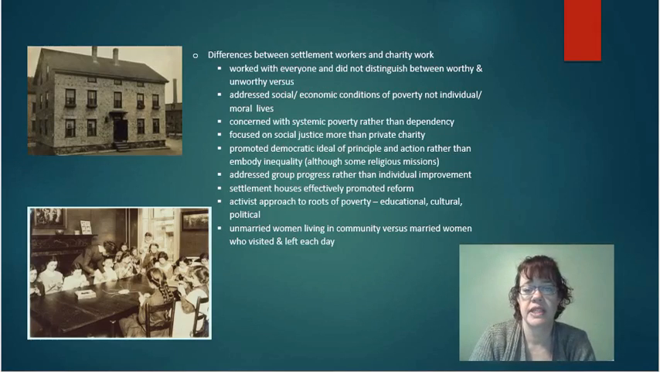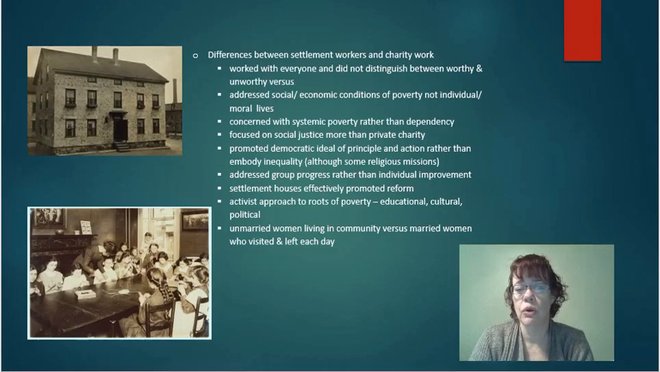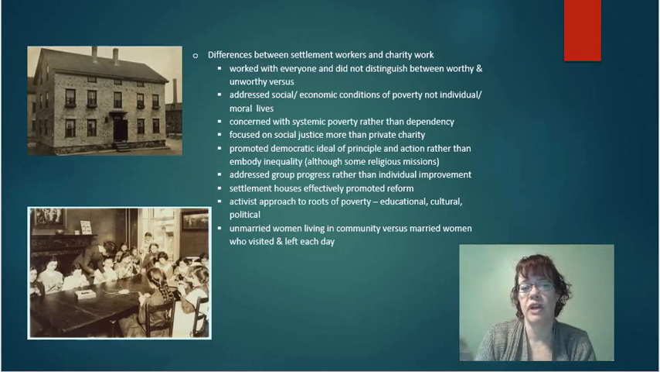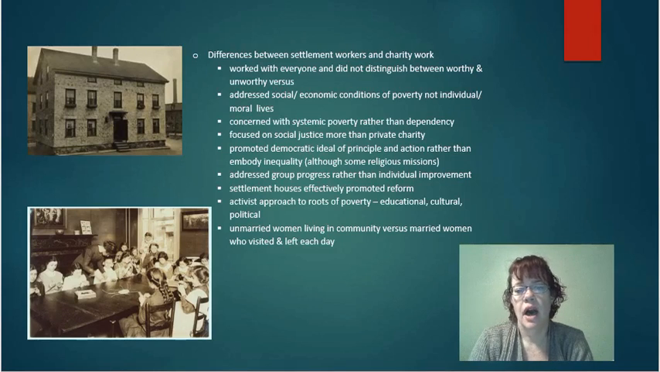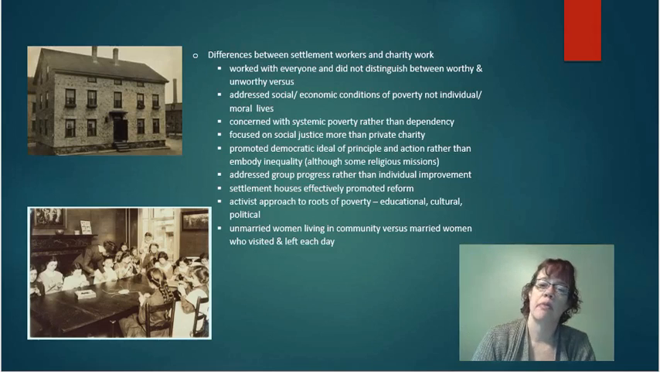The differences between the settlement workers and the charity workers. They worked with everyone. They did not distinguish between worthy and unworthy poor. While there are aspects of social control, they wouldn't not help someone if they didn't meet some kind of guideline. They addressed social and economic conditions of poverty, not individual or moral lives. They were concerned with systematic poverty rather than dependence. They focused on social justice more than private charity. They promoted democratic ideal of principle and action rather than embody inequality.